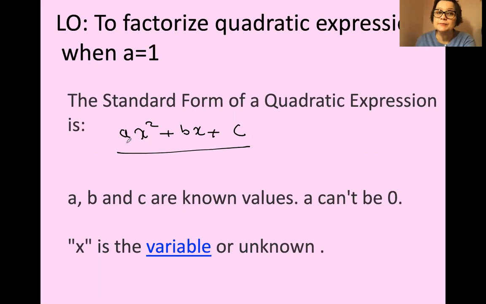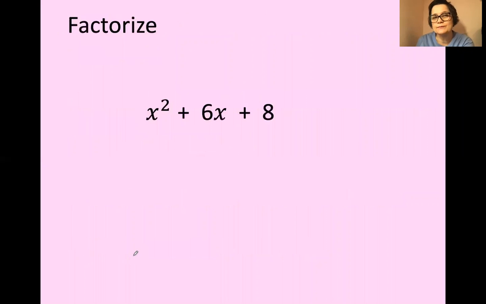And A can't be 0 because if A is 0, then the whole term ax to the power of 2 is going to be 0, and the expression is not going to be a quadratic expression. And of course, x is the variable or unknown. Now, let's have a look at this expression. This is a quadratic expression.